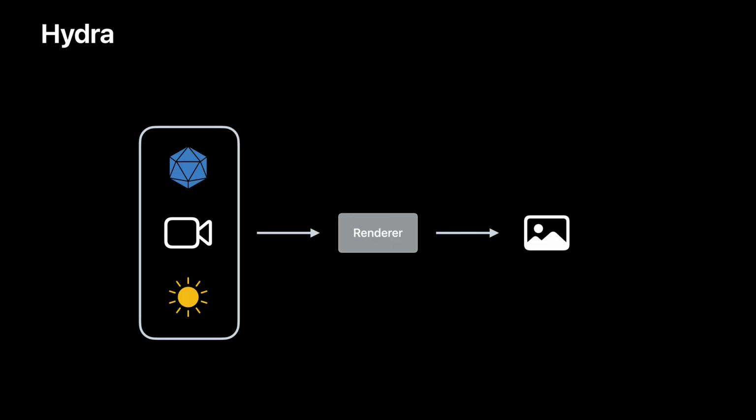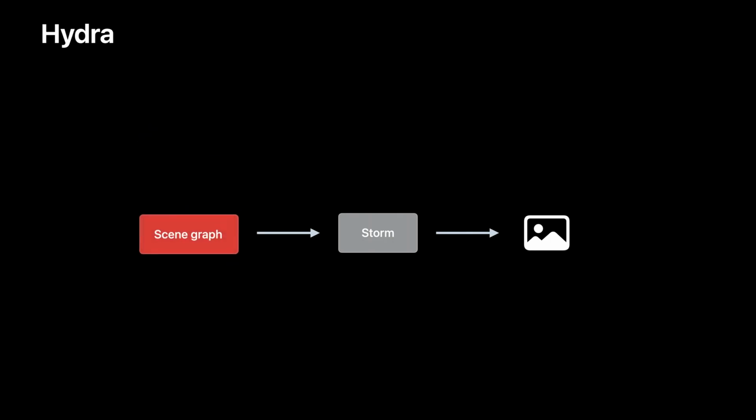We start with a diagram from earlier. Here, we use Storm as the renderer. The input is usually called the scene graph. And Storm produces a preview render of it. But what if you want to generate a photorealistic image of the same scene using a different renderer? That's exactly what Hydra is made for.